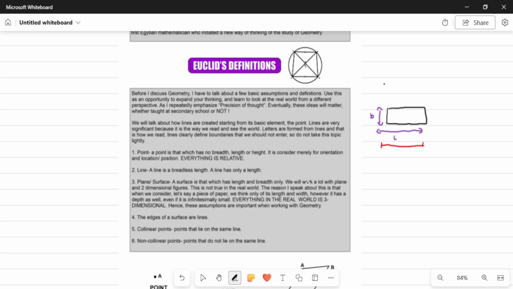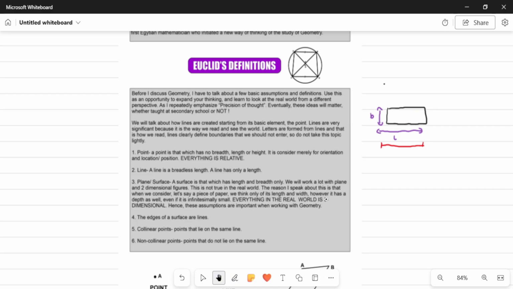And the reason I speak about this is that when we consider, let's say, a piece of paper, we think only of its length and width. So if you look at a piece of paper, you think only of the length, left to right, and the width, up and down. However, it has a depth as well, even if it's infinitesimally small. So that page could be like 0.1 millimeters. However small the thickness is, we still have to consider it. And so we come to this realistic conclusion that everything in the real world is three-dimensional. And hence these assumptions are important when working with geometry.